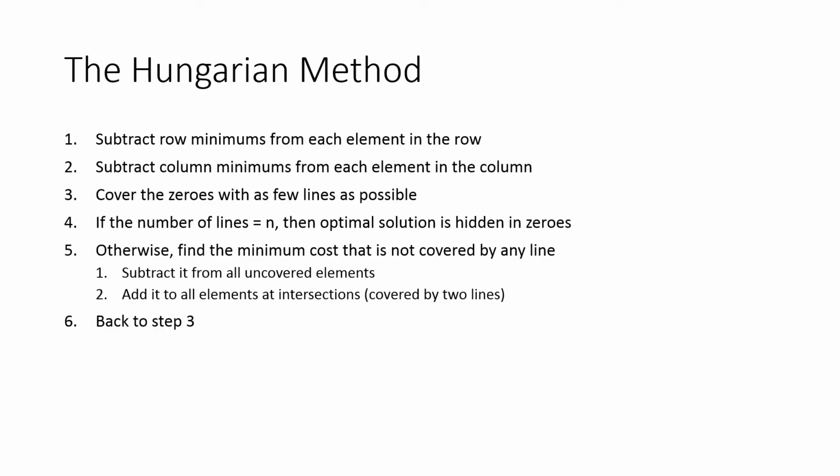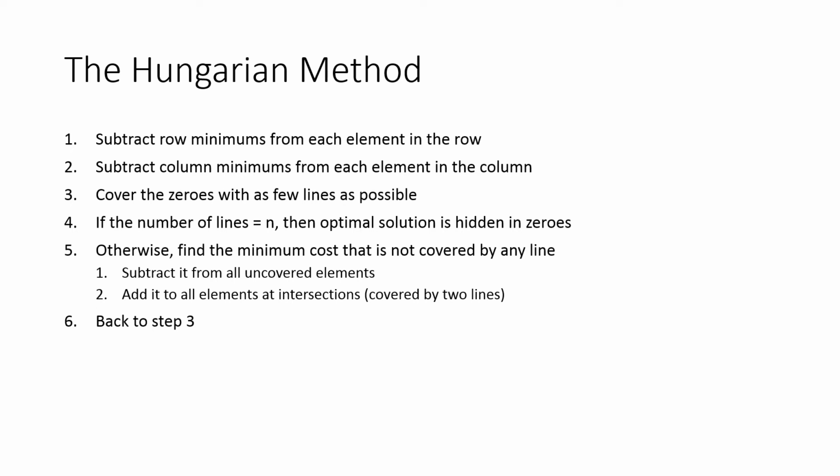The Hungarian method is as follows: subtract row minimums from each element in the row. So you build the assignment table, and then in that table subtract row minimums from each element in the row, and then subtract column minimums from each element in the column. Cover all the zeros with as few lines as possible. That means, will you be able to cover all the zeros inside the table with the minimum number of hidden columns and rows? We'll see in the next slide how we do that.